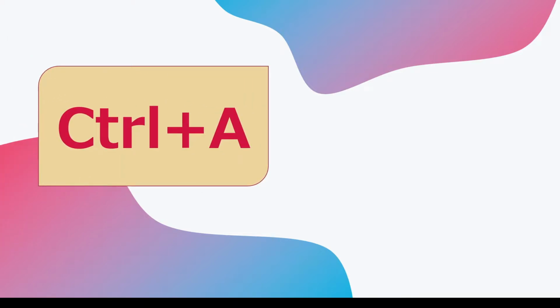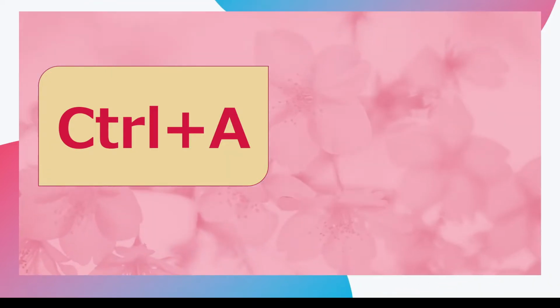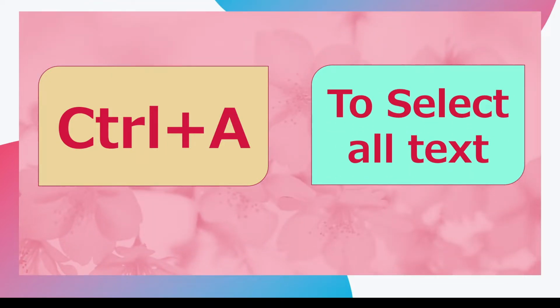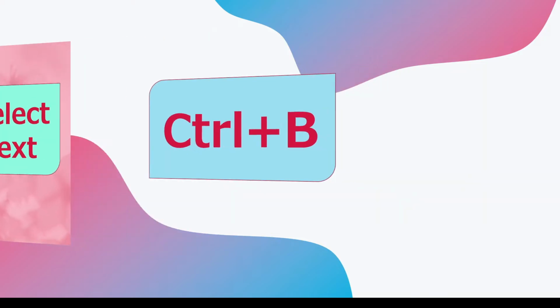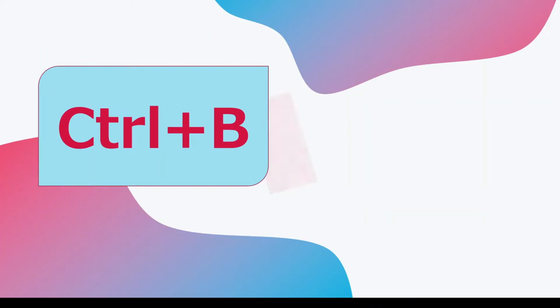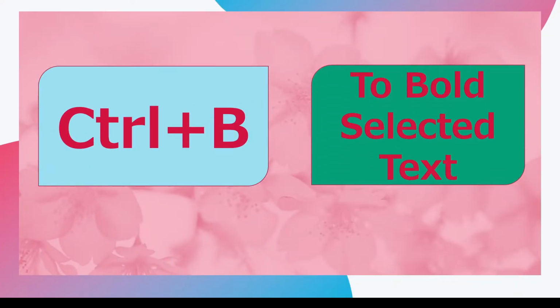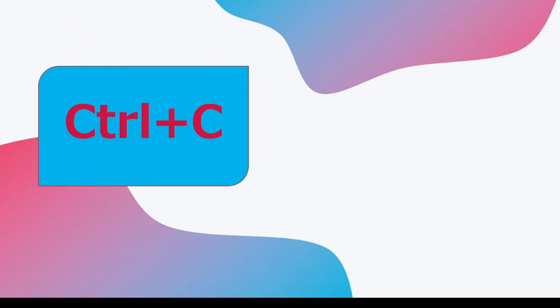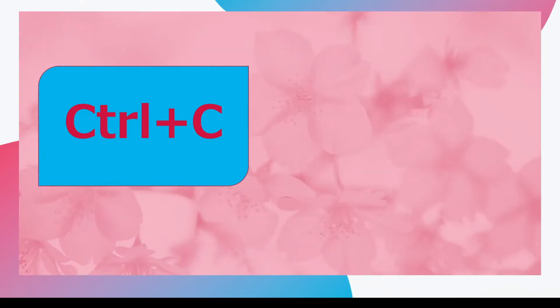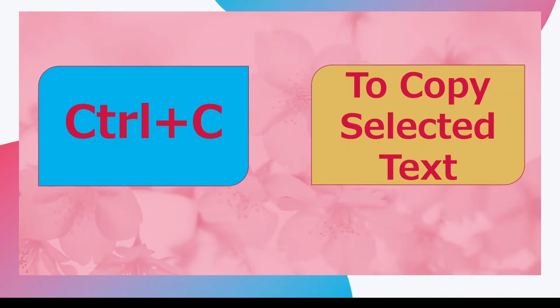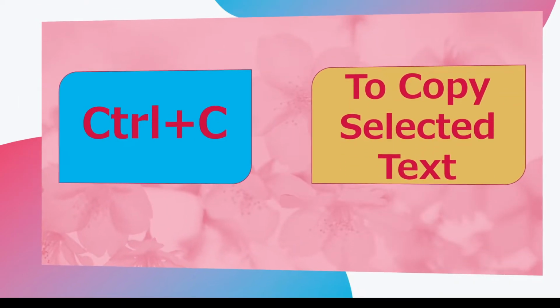First one is Control plus A, that is Control A. Control A is used to select all the text. Next is Control B. Control B command is used to bold the selected text. Next is Control C. Control C is used to copy the selected text.